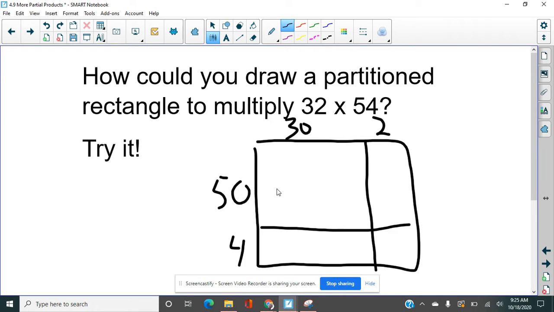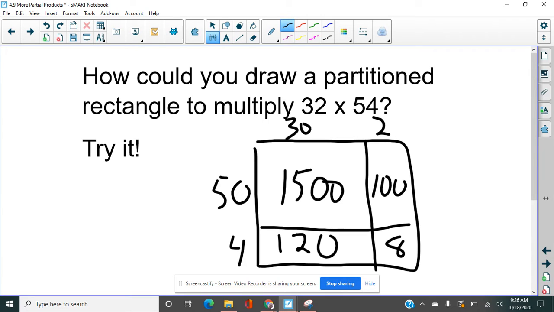So look up, look to the side. 30 times 50 is 15, and then 2 zeros. Down here, look, 4 times 30. Straight up and straight to the side to figure out what's multiplied: 120. How about over here? 2 times 50. Well, 2 times 5 is 10, add another 0. And 2 times 4 is 8.